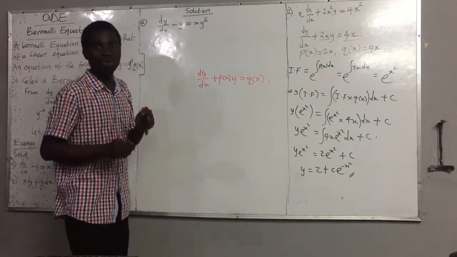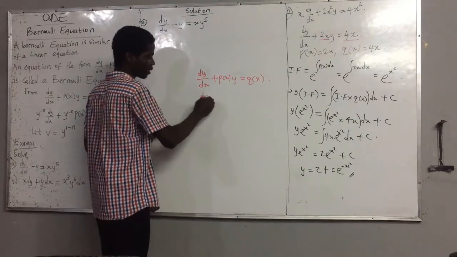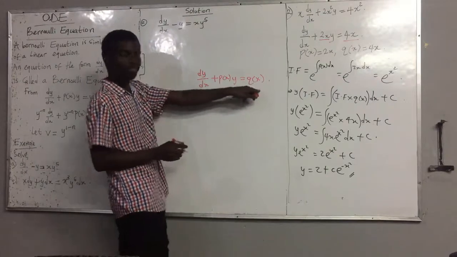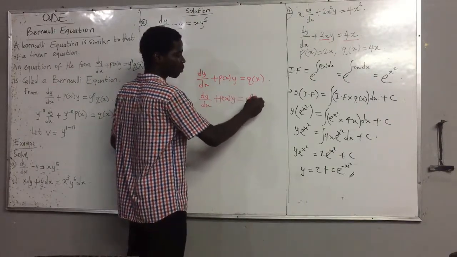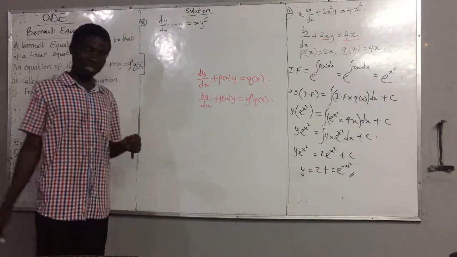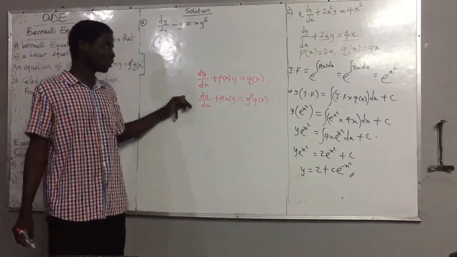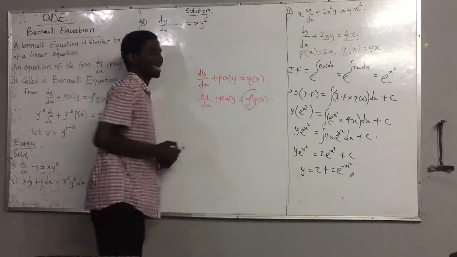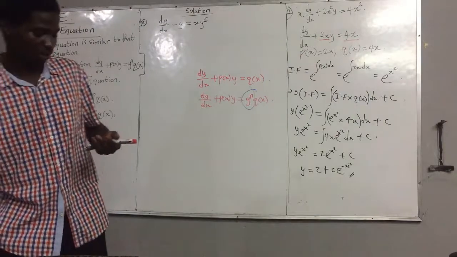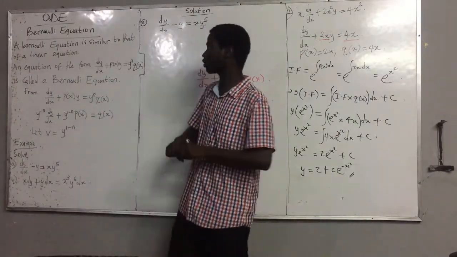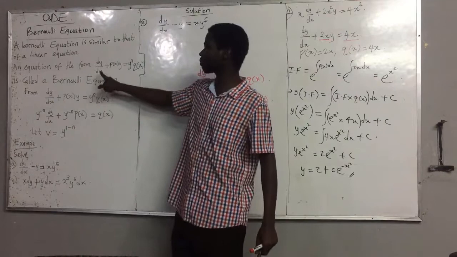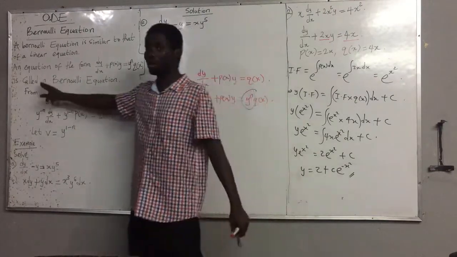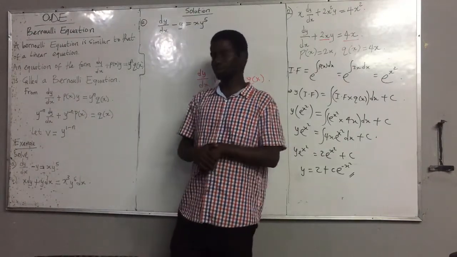Now, how does a Bernoulli equation look like? dy/ds plus p of x y equal, instead of just q of x, you now have y raised to power n, y raised to power something, q of x. Do you understand? So the difference between linear and Bernoulli is because of this y raised to power n. Do you get that? So that is all the difference. So that's why I say it's very similar to that of a linear equation. Now, an equation of the form dy/ds plus p of x y equal y raised to power n q of x is called a Bernoulli equation.